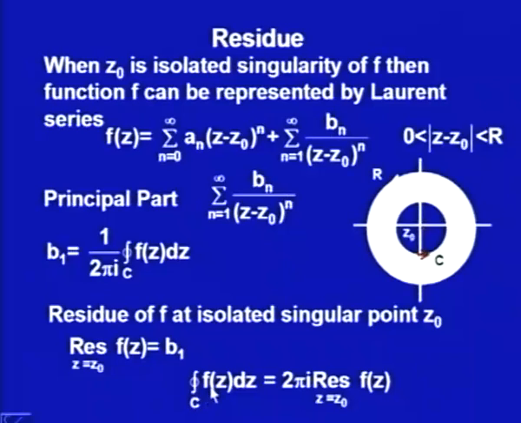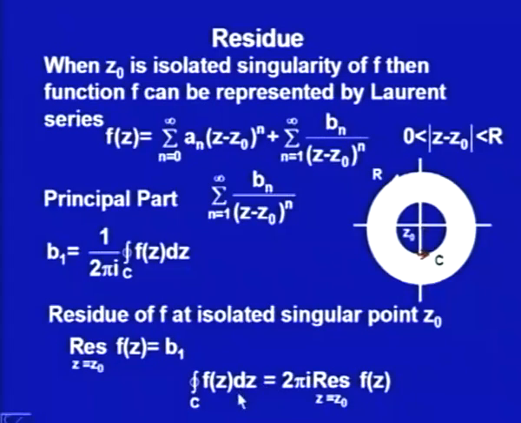The integral of f z dz on this closed contour C is 2 pi i times b 1. What is b 1? b 1 we called the residue of f at this point. Another notation for this is that we write residue at z equal to z naught of f z. So, 2 pi i b 1, or 2 pi i residue of f z at z equal to z naught. Now, what have we got? We have actually got one integration formula.